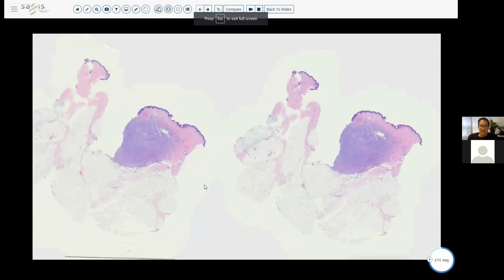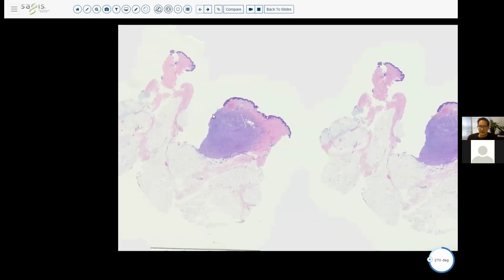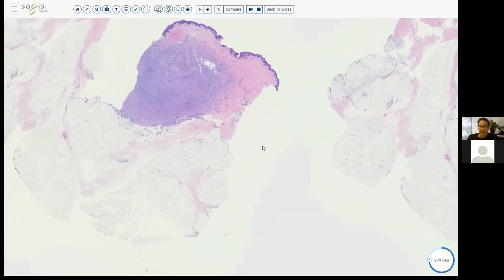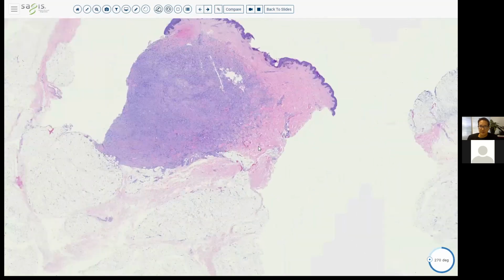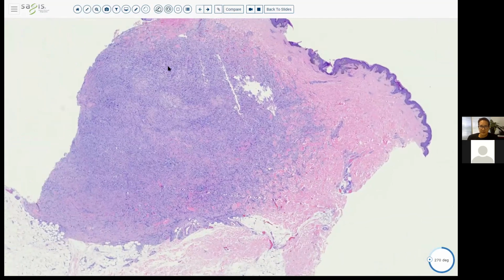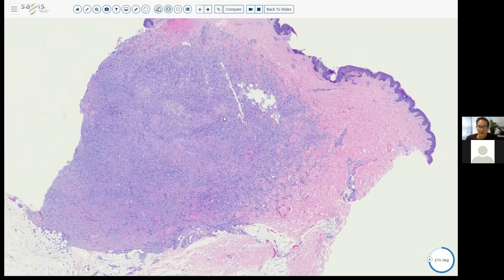Okay, this is our first case. As you can see, we've got a punch biopsy or maybe even excisional biopsy with the epidermis at the top and the subcutaneous fat down in the bottom. And then we have a dermal nodule. If you zoom in here, you start to see that it's pretty dense here in the center, and then it kind of peters out here at the edges where it wraps around collagen bundles. So you can see these large pink collagen bundles. We call those ropey collagen bundles or keloidal collagen bundles.